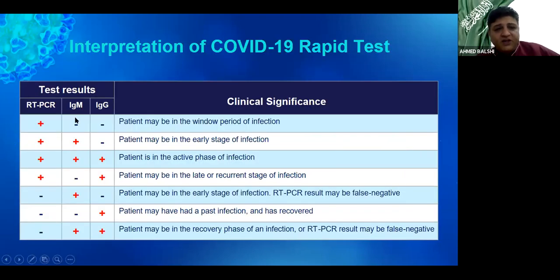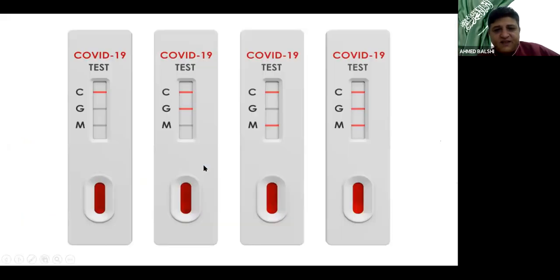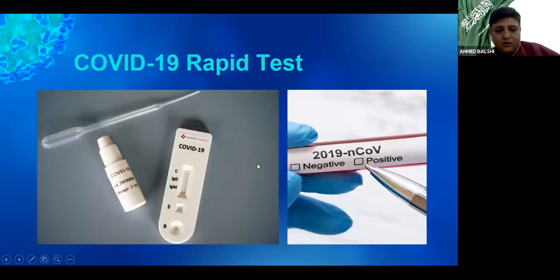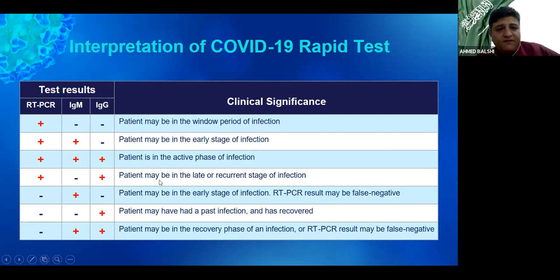When you have IgM positive and IgG negative, then the patient is in the early stage of infection, because the only positive is IgM. When you have both IgG and IgM and PCR positive, it means the patient is in the active phase, actually after day 14. When you have positive IgG and positive PCR, the patient is in the late or recurrent stage of the infection.